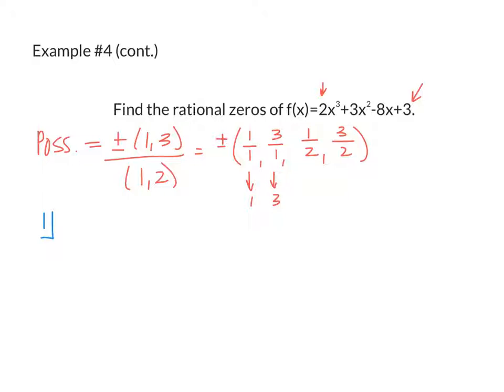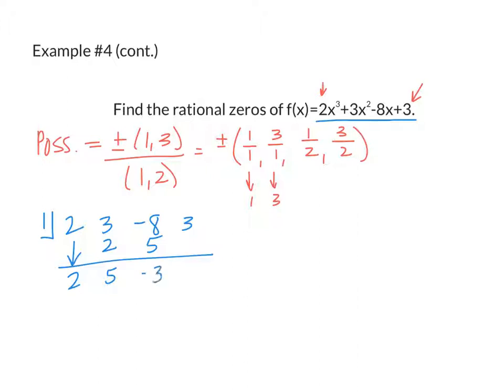Our powers for our polynomial are already in descending order. So we should just be able to write our coefficients as we see them. So that's 2, 3, -8, and 3. Here we go. 1 times 2 is 2, 3 plus 2 is 5. 1 times 5 is 5, -8 plus 5 is -3. 1 times -3 is -3, 3 plus -3 is 0. That is what we wanted.